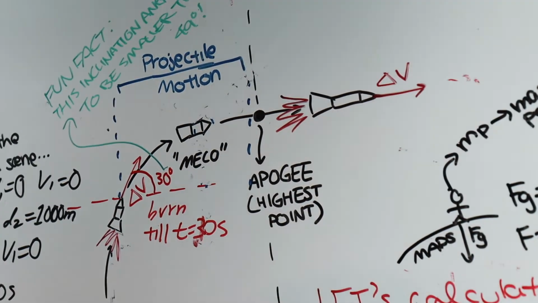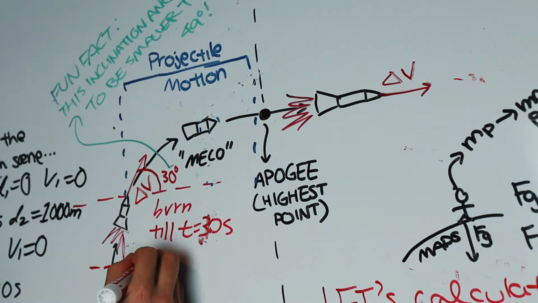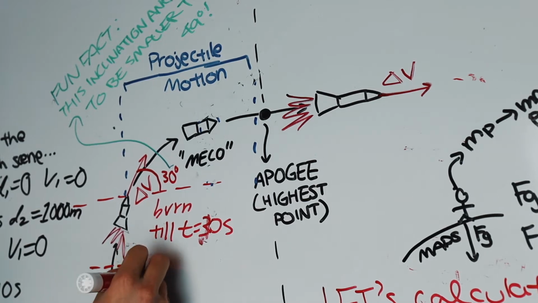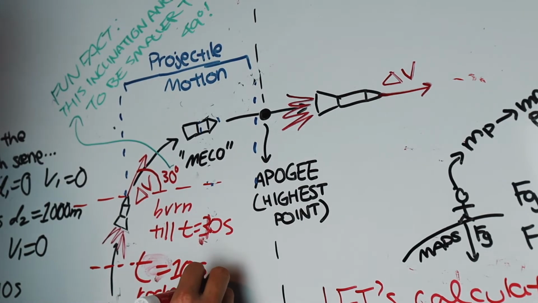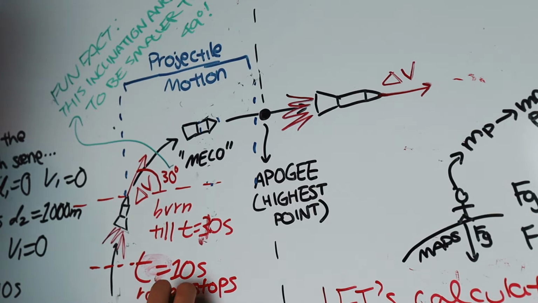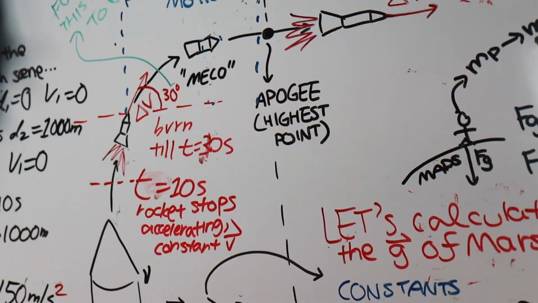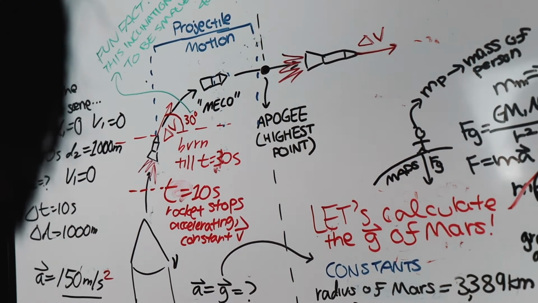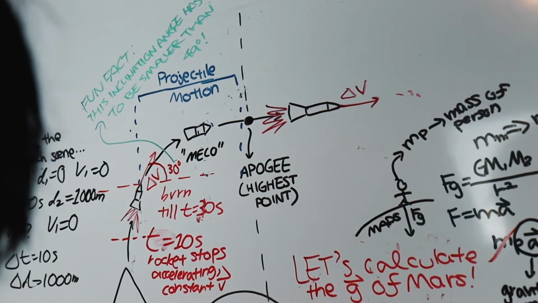So I'm just going to give a little more explanation here. Until T, when the rocket reaches T equals 10 seconds, the rocket stops accelerating and enters a constant velocity, constant v, right? Here, I know it's a little bit unclear. There we go. I'll move it a little bit and we'll zoom out a bit. Yep, that's clear enough.